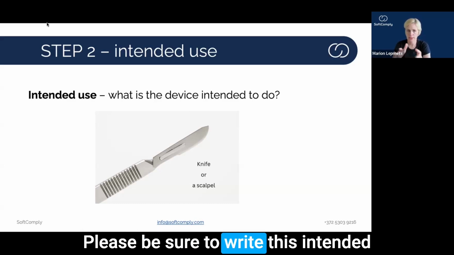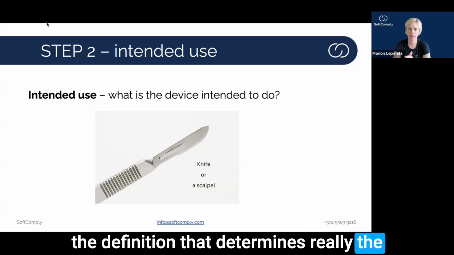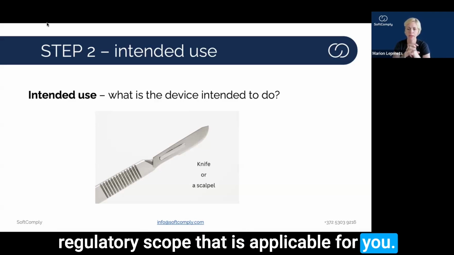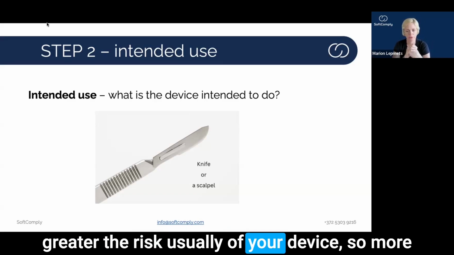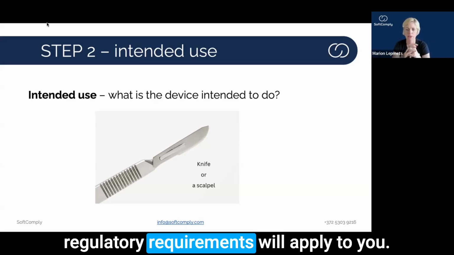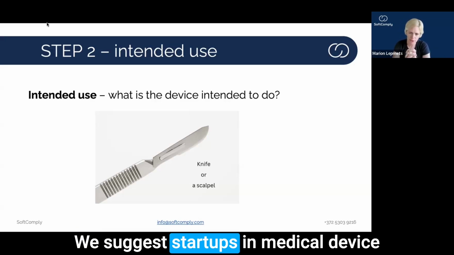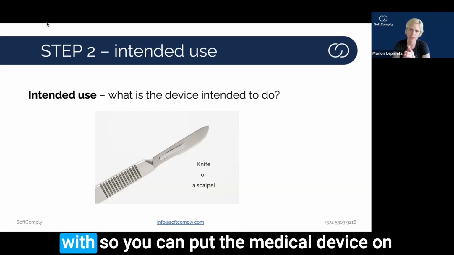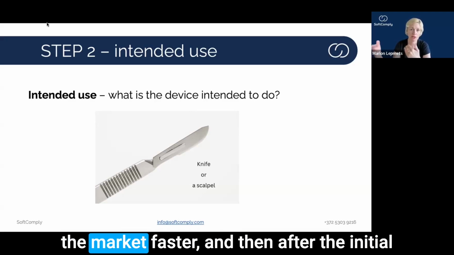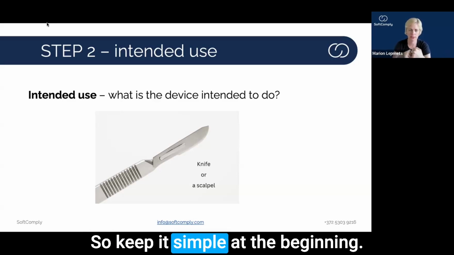And please be sure to write this intended use as early as possible because that is the definition that determines really the regulatory scope that is applicable for you. The more indications you put there, the greater the risk usually for your device. So more regulatory requirements will apply to you. We suggest startups in the medical device world to have a narrow application to begin with, so you can put the medical device on the market faster. And then after the initial release, you can expand indications if need be. So keep it simple at the beginning.